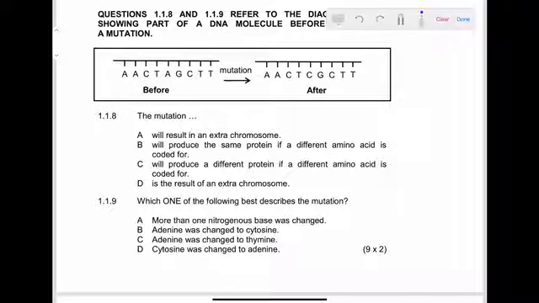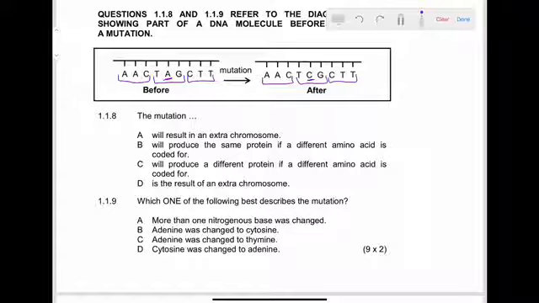So let's have a look. The difference in the DNA is that base. AACTA GCTT becomes AACTC GCTT. Now remember that we read our DNA in codons. So let's put in our codons. So what we're looking at here is, will TAG code for the same amino acid as TCG?